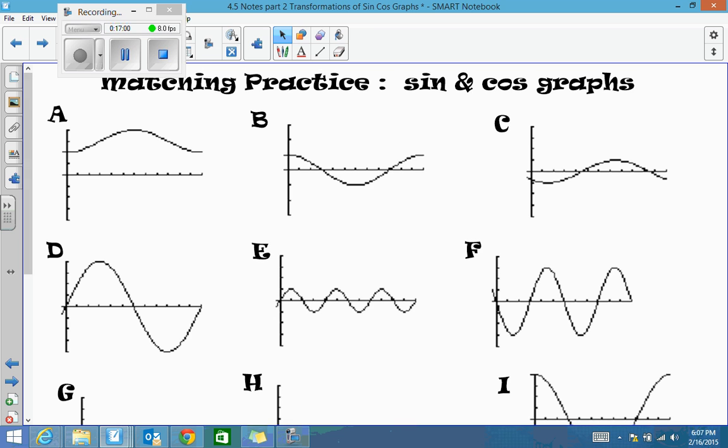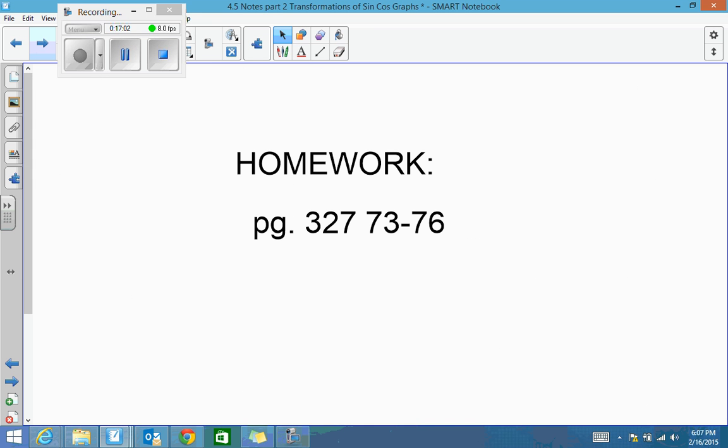And then the next slide shows you your homework, which is page 327, 73 through 76, where it does entail looking at a graph of cosine and filling in the A and the D values that would produce that graph.